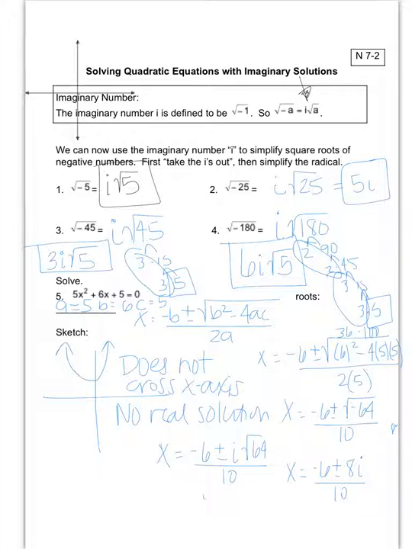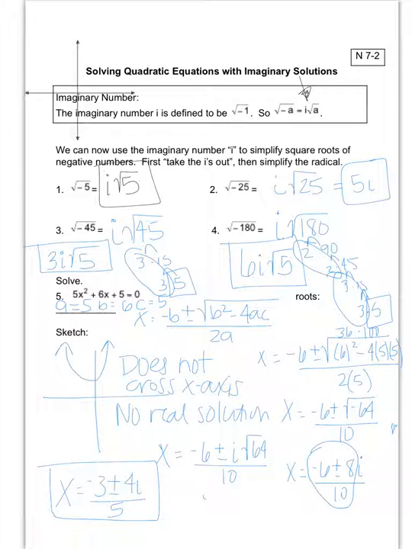Okay, so now from here you're looking at all the outside numbers, all of these here. You're looking to see if they all can be divided by the same number. And notice we can divide all of them by 2. So x would equal negative 3 plus or minus 4i over 5. Since we can't add negative 3 and 4, we're going to leave it like that.